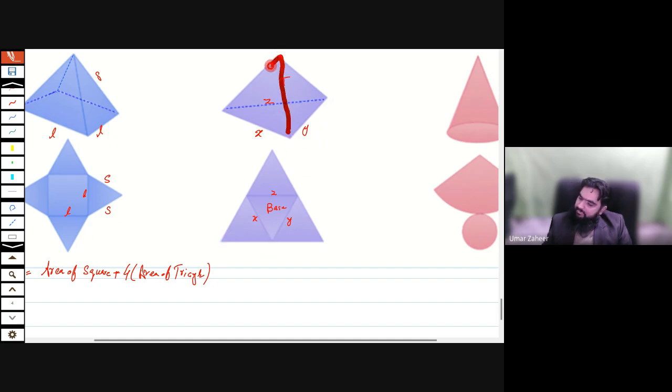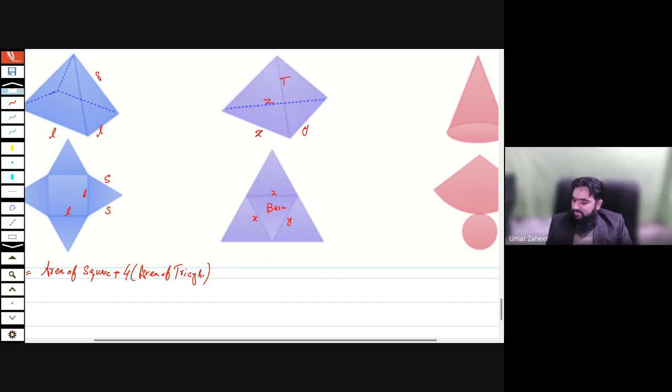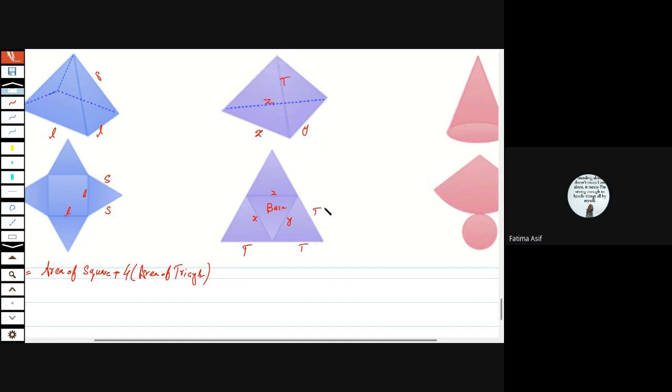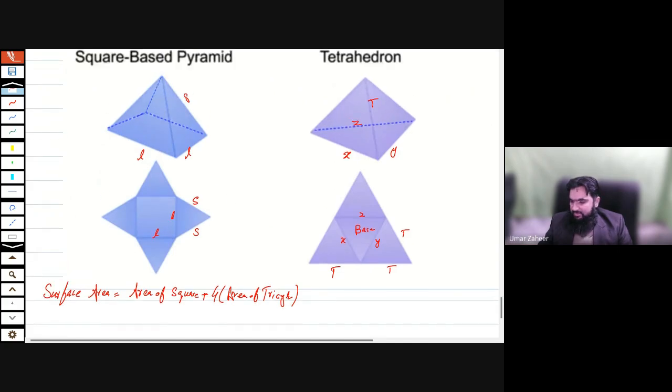It's an upward length. Okay, T. It's an upward length. You have to open it, so it is going to be T. It's T in this case. Okay, one thing is left. It's a square base pyramid.